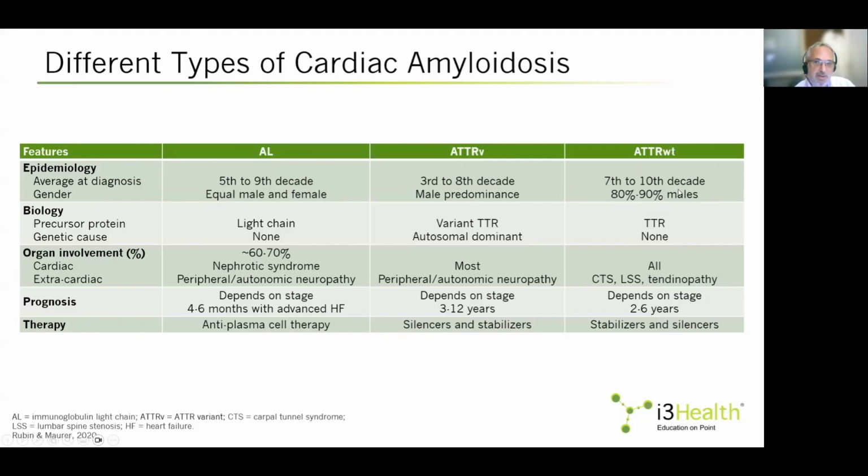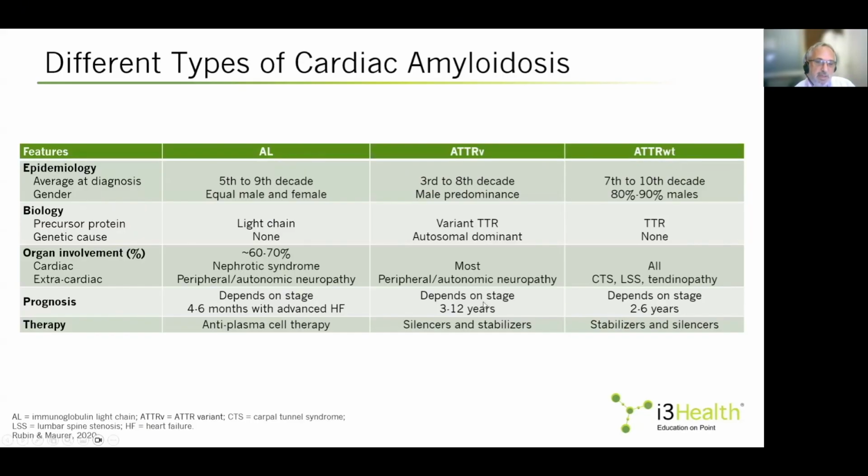Wild-type TTR, again not the focus of today's discussion, is a disorder predominantly of older adult males. This may be an ascertainment issue, why men are seemingly diagnosed more frequently than women. The precursor protein is transthyretin, and there's no known genetic cause. There's a whole host of orthopedic manifestations that occur in individuals that are warning signs, particularly carpal tunnel and lumbar spinal stenosis. And prognosis is markedly improving, but also dependent upon the stage.